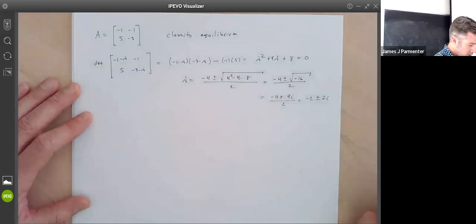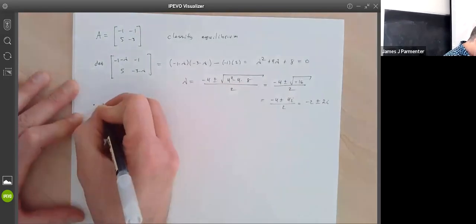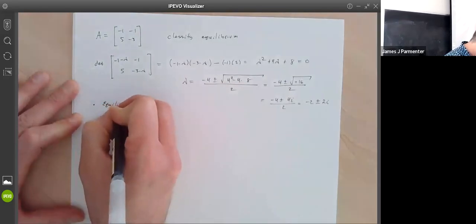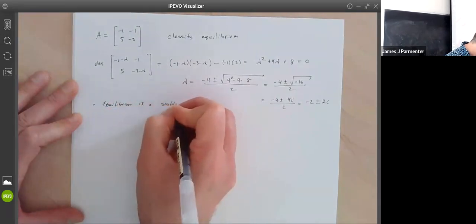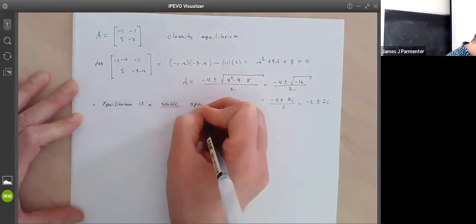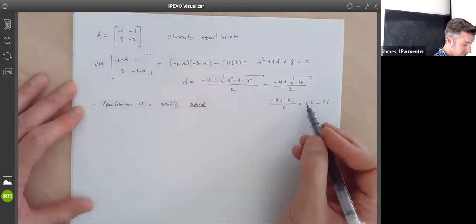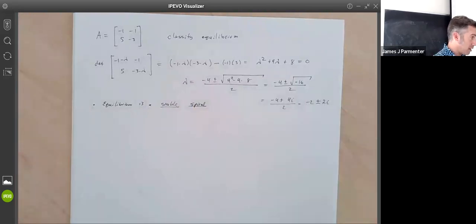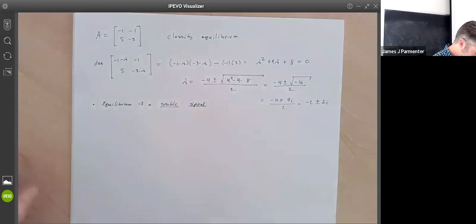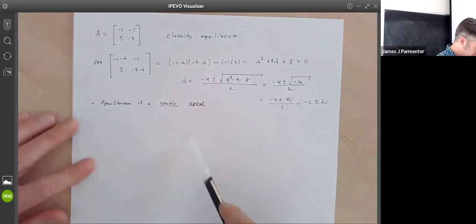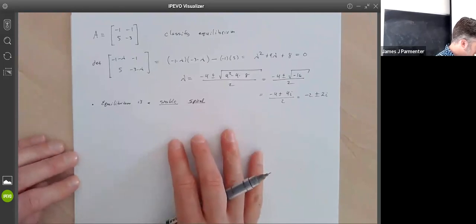So we know for sure that the equilibrium is a stable spiral. Stable because the real part of the eigenvalue is negative, spiral because it is a complex eigenvalue. So yeah. What else do I want to say about this before we get going here? No, not a whole lot.